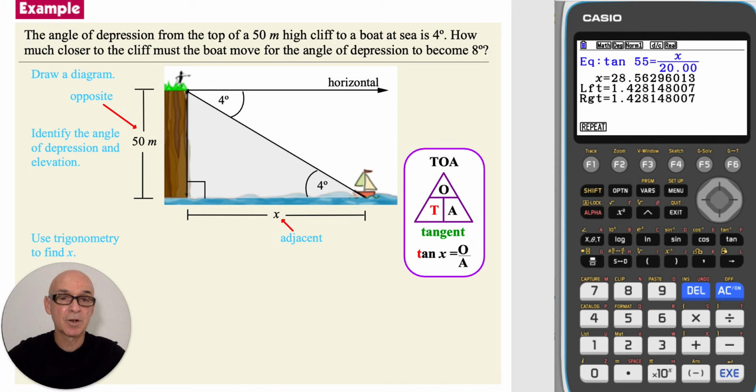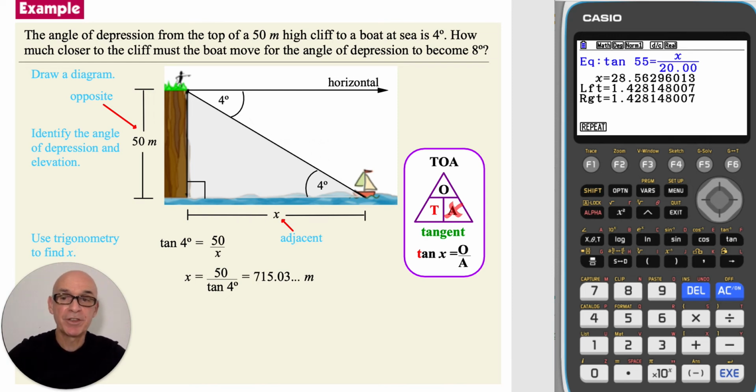Tangent is equal to opposite over adjacent. Writing tan of 4 degrees equals 50 over x. Rearranging the equation to find x. Additionally, covering up adjacent, we see we need to divide opposite by the tangent of the angle. Performing the calculation gives the value shown.